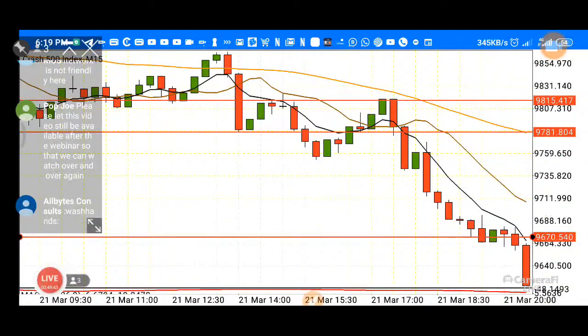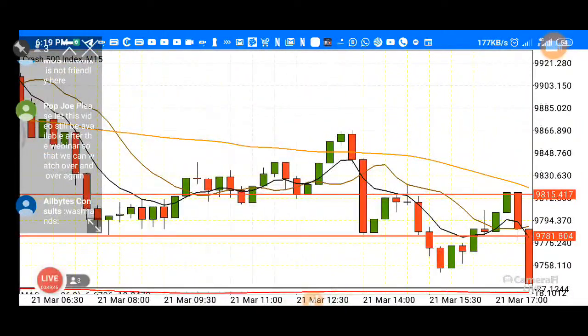So we are still on crash. So right now you can see we've bought and we've sold. So it's not about catching spikes here. So you can also trade crash and boom the same way you trade any other indices, and also on forex.